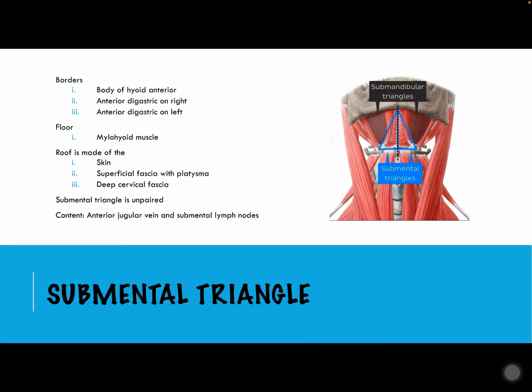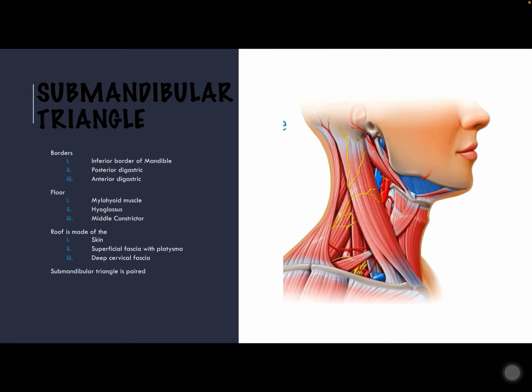The roof, like the roof of all the parts of the neck, is made from the skin, the superficial fascia with platysma, and the deep cervical fascia. The contents of the submental triangle are the anterior jugular vein and submental lymph nodes.